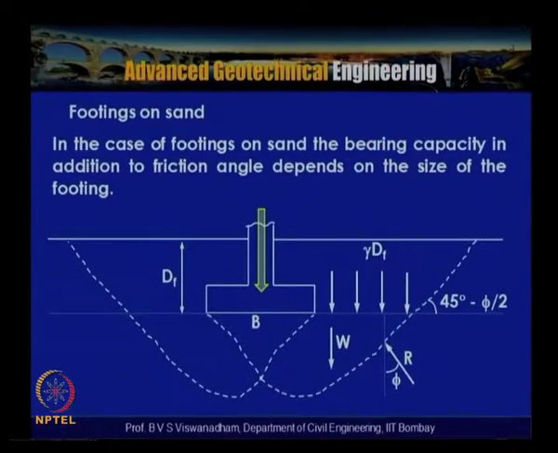So after having seen 2 examples of slopes in sand, wherein we said that centrifuge model testing is not required as long as the sloping inclination is less than phi, that is beta less than phi, and if the sloping inclination is actually greater than phi, we said that the slopes tend to fail. But when we come to slopes in clay, particularly undrained conditions with phi equal to 0, we said that the centrifuge model testing is warranted.